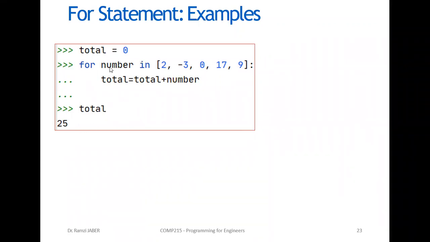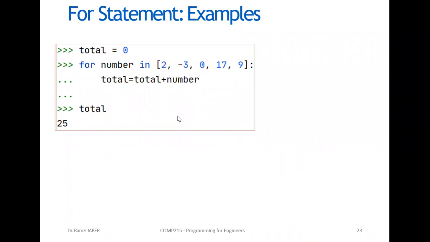So the first iteration will be number equal to 2, true. Go here. New total equals old total 0 plus 2. So total equals 2. Okay. Go to the next item. Number equals minus 3. True. Go inside the for loop. New total equals old total 2 minus 3. So new total equals minus 1, and so on until all these numbers are added to be 25.